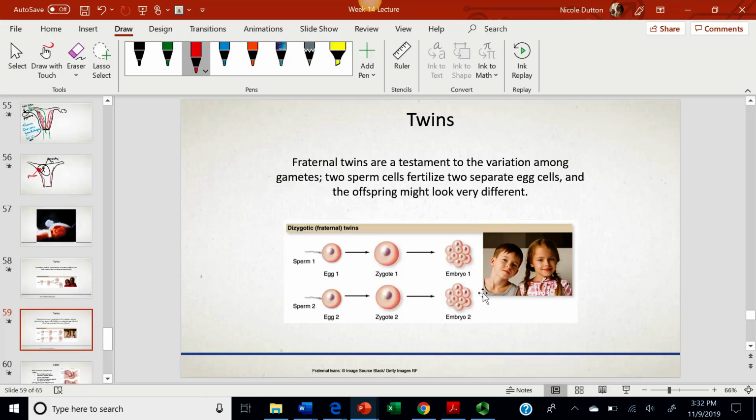There have been documented cases of fraternal twins coming from different fathers. So one sperm from one dad goes up one uterine tube and fertilizes one egg. Another sperm from another dad goes up another uterine tube and fertilizes the other egg, and the two babies are born as half siblings.